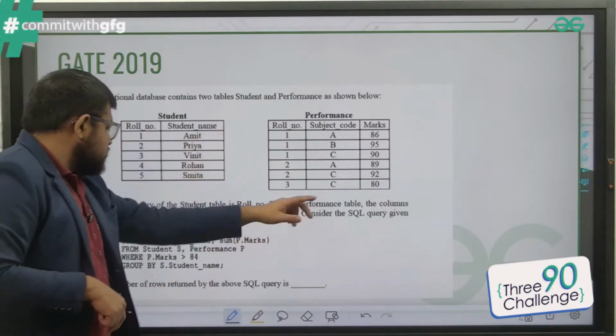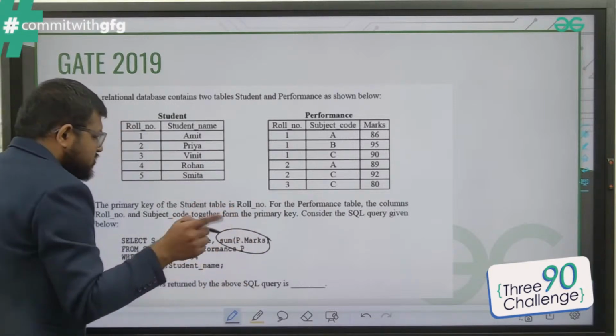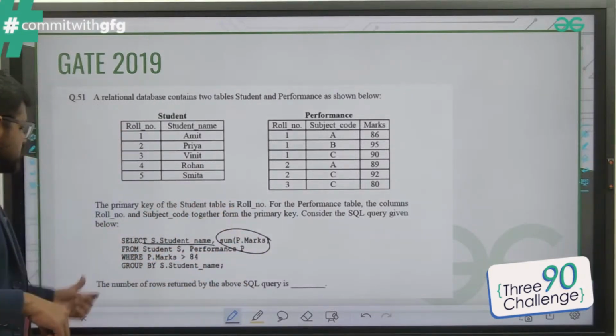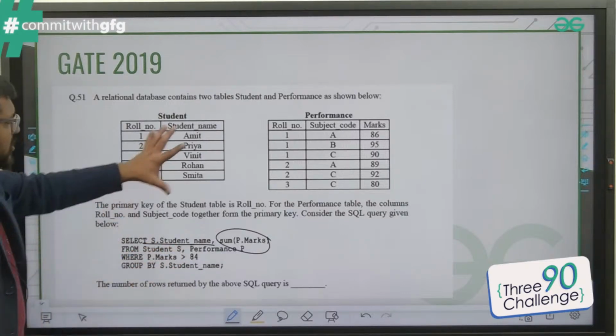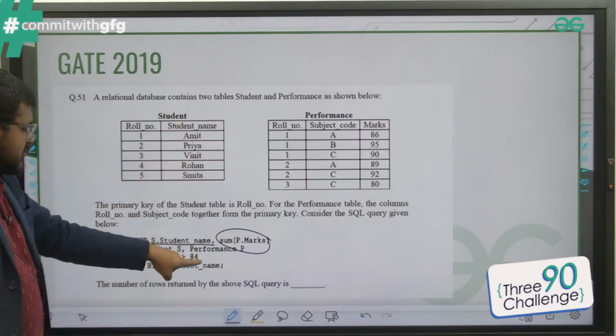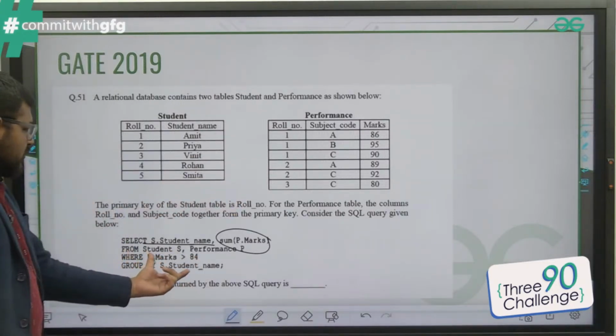Okay, consider the query given below. Select s dot student name, sum p dot marks. Here there is an aggregate function, so grouping is done. Grouping is done based on this from the student and performance, where this p dot marks is greater than 84. So the cross product will be taken, and all the tuples where marks is greater than 84 will be considered. Group by student name. So how many tuples will be returned?